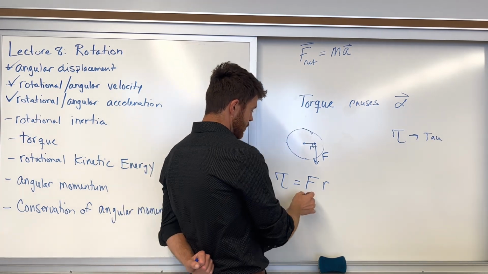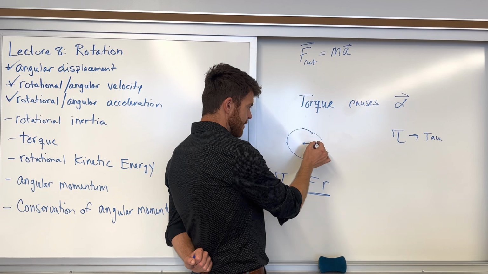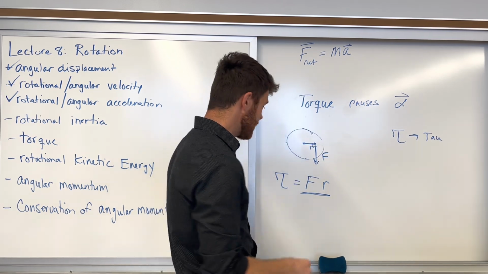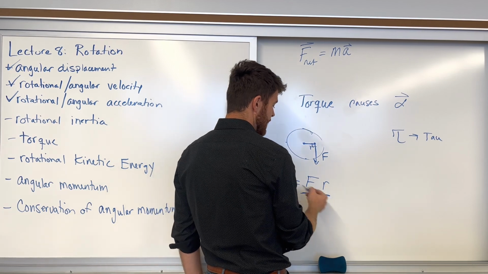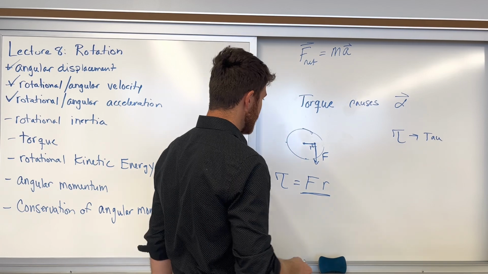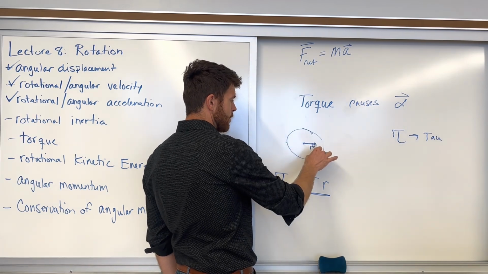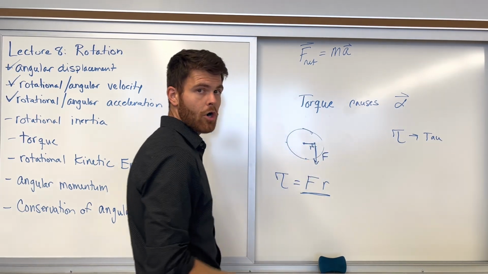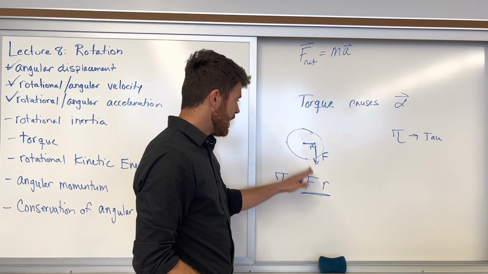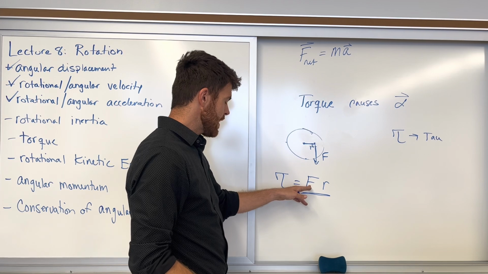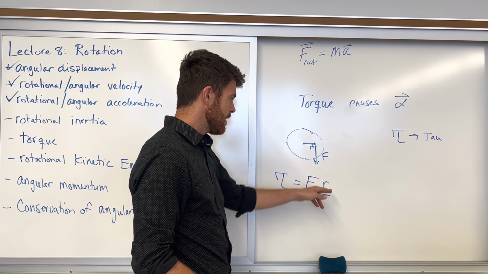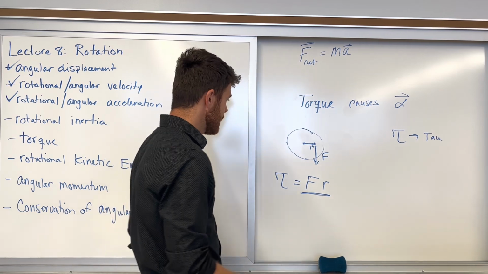Okay? And this equation holds true if the force is perpendicular to the lever arm. If the force isn't perpendicular to the lever arm, then this isn't true. You have to use some trigonometry, but that's beyond the scope of this class. So we're always going to treat the force as being perpendicular to the lever arm. And the torque provided by a force applied at that distance is equal to the simple product of the force and the lever arm.